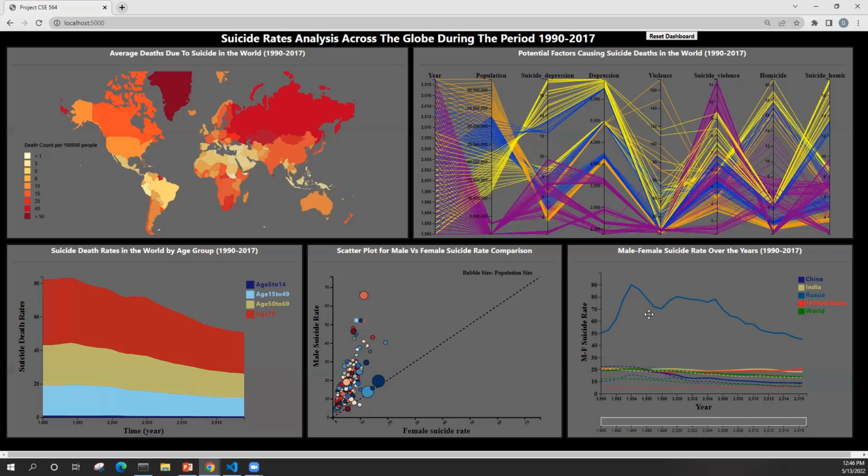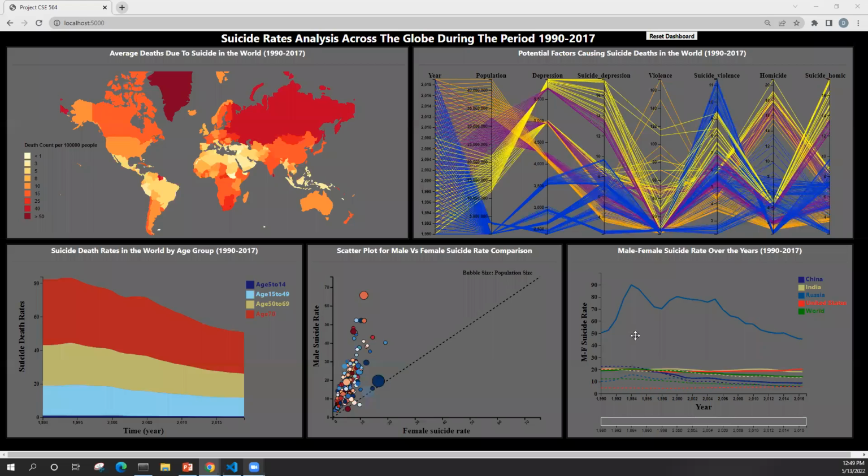The fifth plot is a line chart that shows the suicide rate comparisons between 4 countries and the world. The first one is China, then India, then Russia, and United States. Also, we can use the brushing feature to zoom in on the chart for that particular period. We can move this bar around to see the trends during that period. If we want to see the trends during 1990 to 1996, we just need to select those areas and it will show us the trend for that.